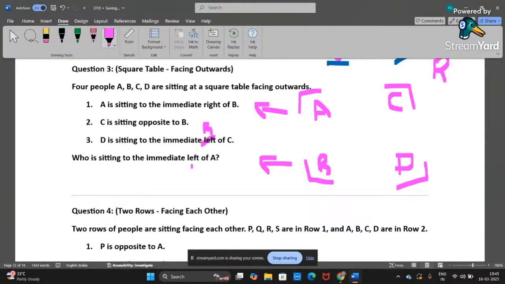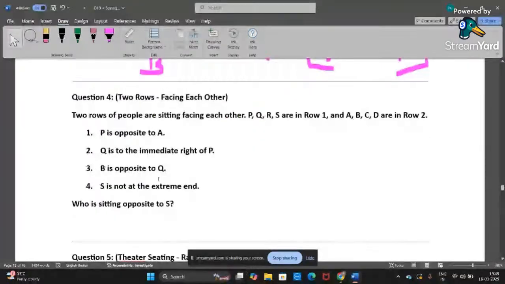What is the question given? Who is sitting to the immediate left of A? A's left side is none other than B, because they are facing outwards. The option is B here. Right? Take this and solve by yourself.